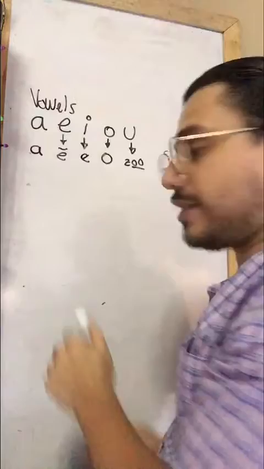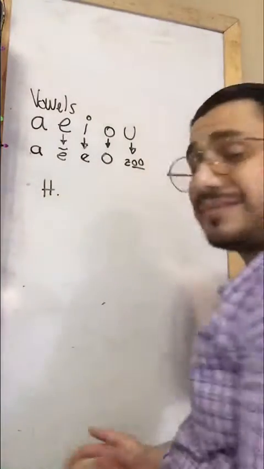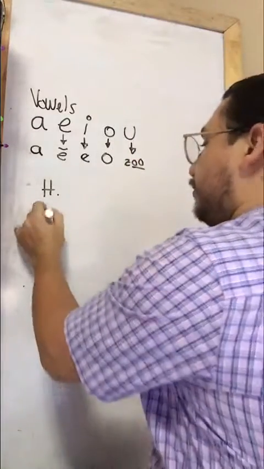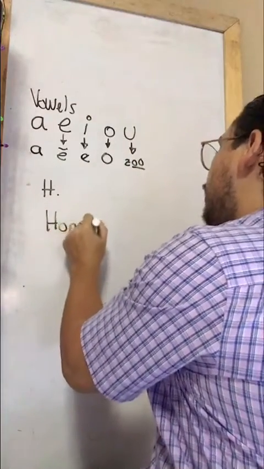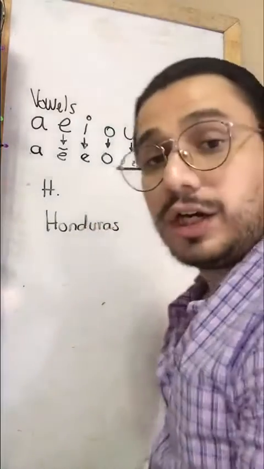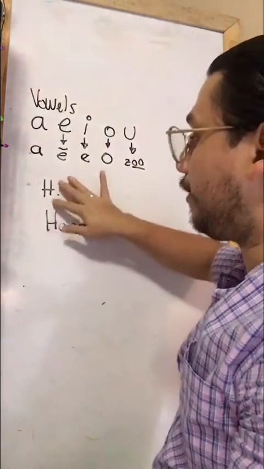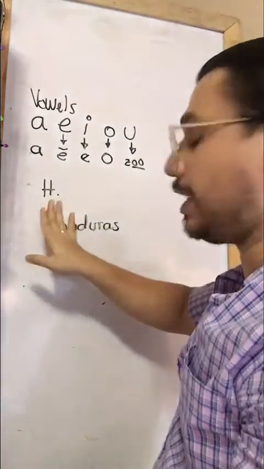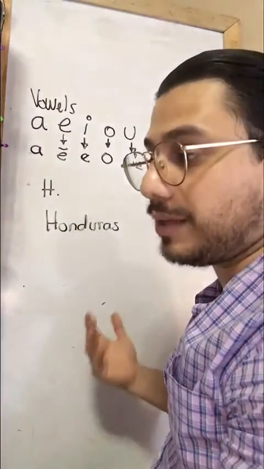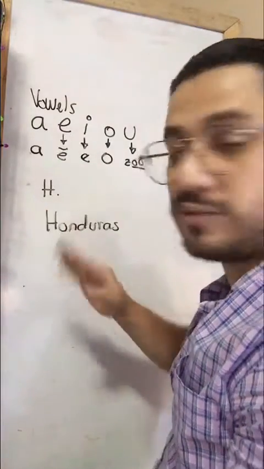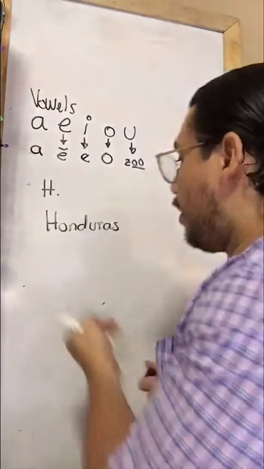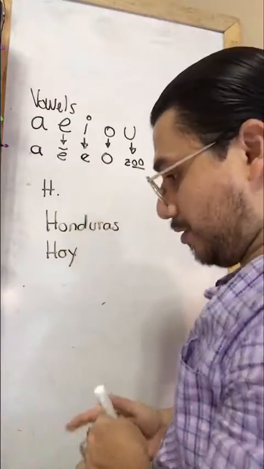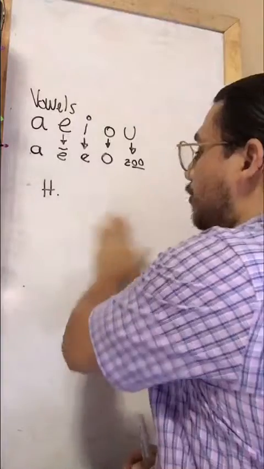Now, the sound H is a little tricky because, as I told you, it doesn't have a sound. For example, you say Honduras, not with the H sound, because even if for you it is a sound, for us it is no sound. That's why so many people make the mistake of writing Honduras without an H, because it doesn't have a sound. Hoy, today, those are examples of how we use it without a sound.